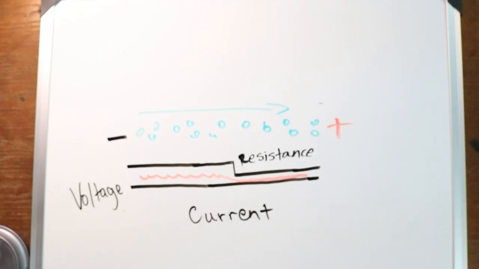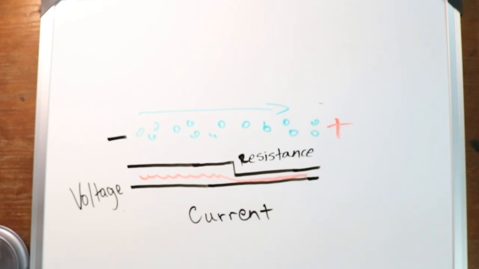Now, what is resistance? Well, resistance is what it means. It's going to resist the flow. It's going to resist the flow of current. So it's going to oppose the flow. It's going to slow it down. It's going to stop it. That's what the resistance is, right?